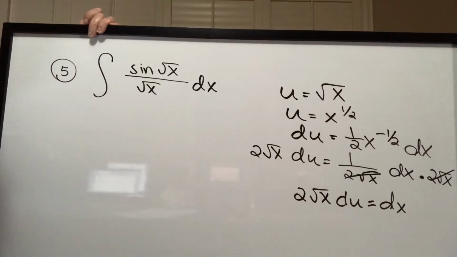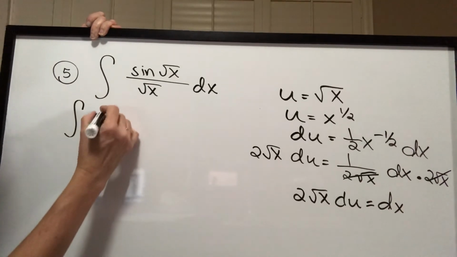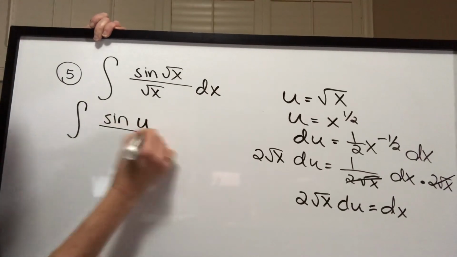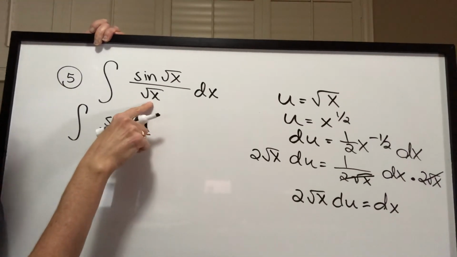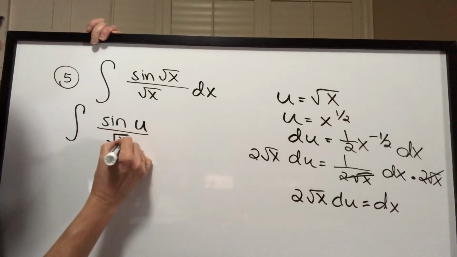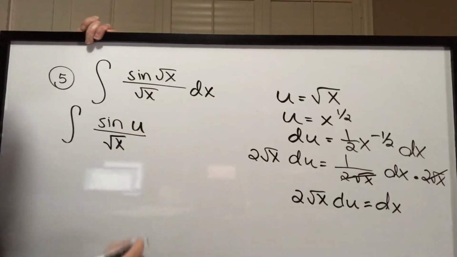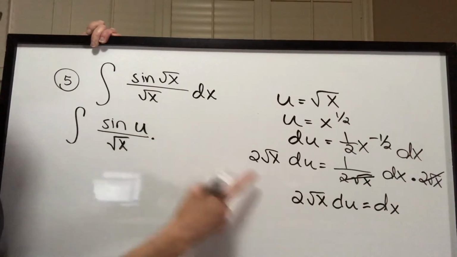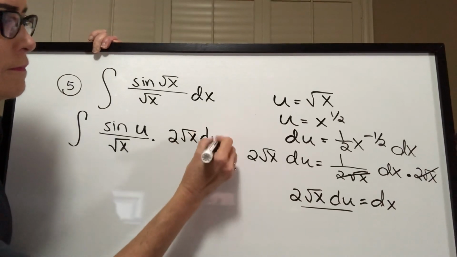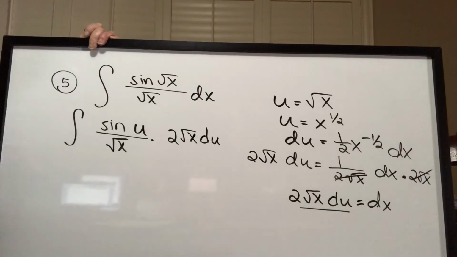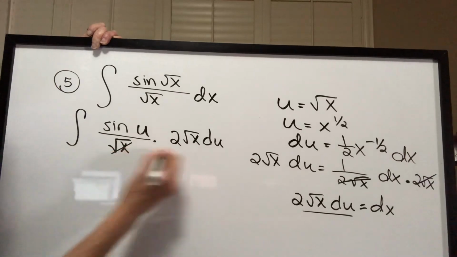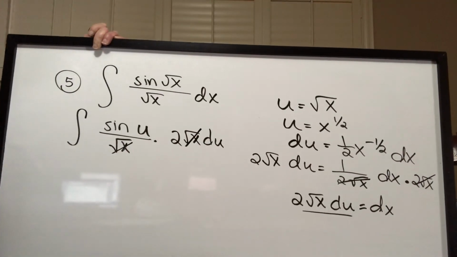Okay, so now we're going to go back and substitute. So we still have the integral sign. And instead of sine of this, I'm going to say it's sine of u. Now I don't want to change this to a u because I'm trying to cancel it with something over here. So just leave the bottom square root of x there and only fill in the u on the top. And then rather than dx, fill in this 2 square root of x du. Okay, so now this square root of x and this square root of x would cancel.